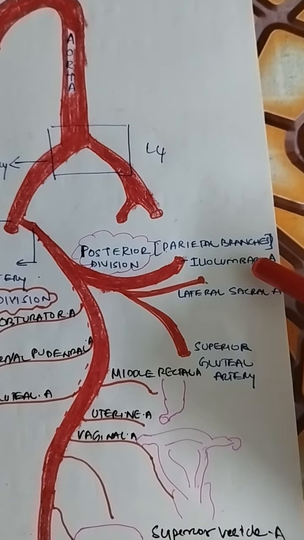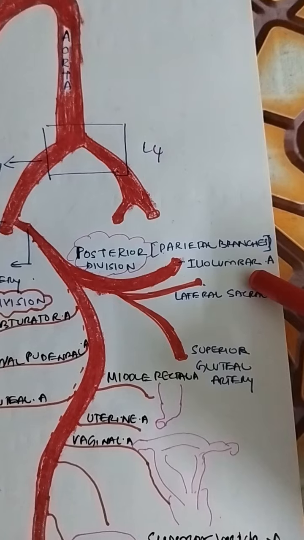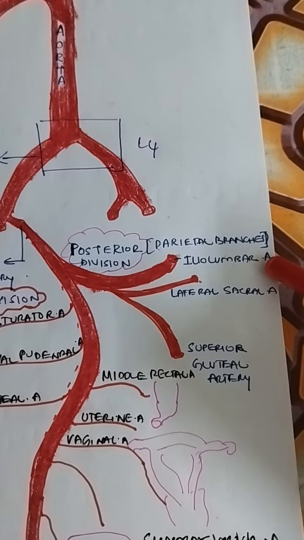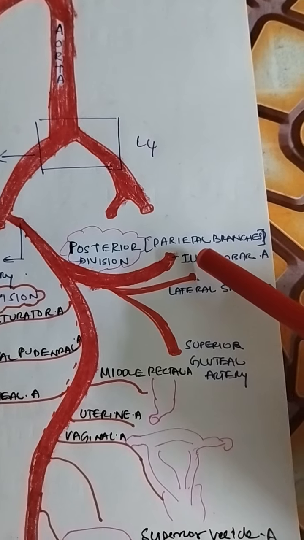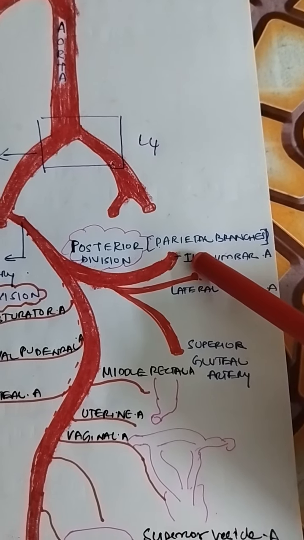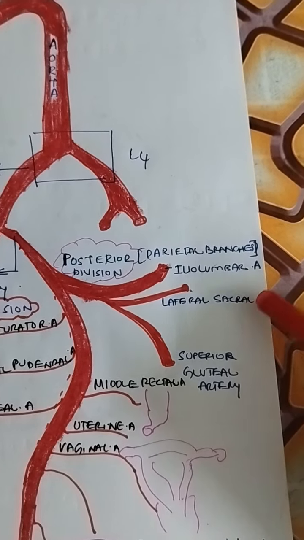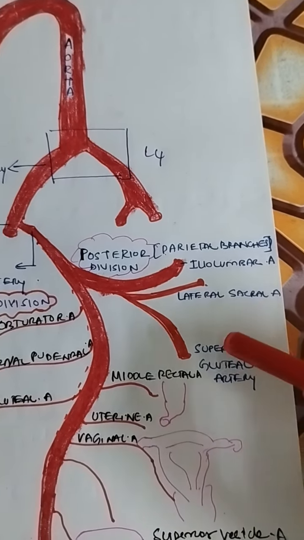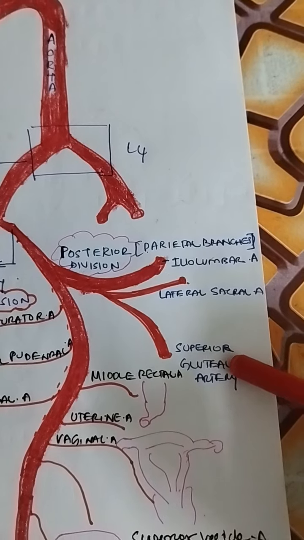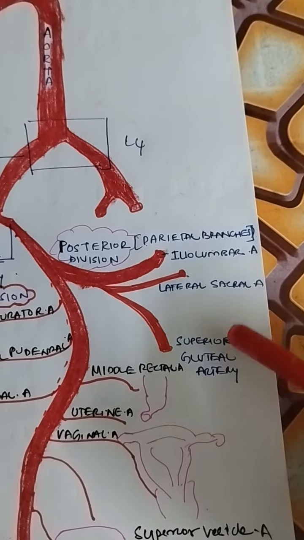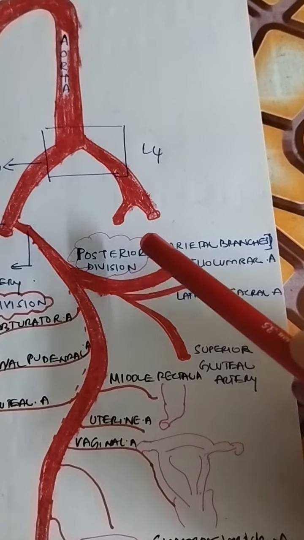The iliolumbar artery is divided into an iliac branch and a lumbar branch. The lumbar branch runs superiorly, adjacent to the lumbar vertebra, whereas the iliac branch runs and curves around the iliac crest. The lateral sacral artery runs in front of the piriformis muscle. The superior gluteal artery exits posteriorly and divides into an anterior branch and a posterior branch. So these three are the branches of the posterior division of the internal iliac artery.